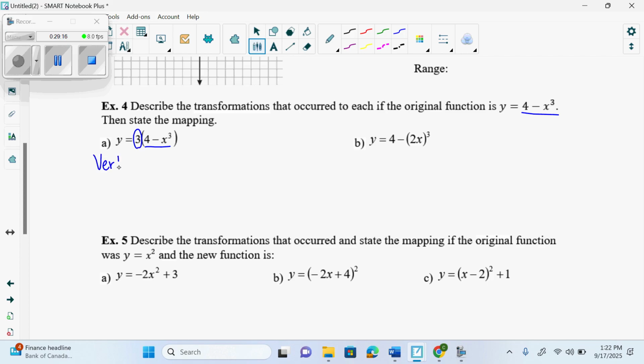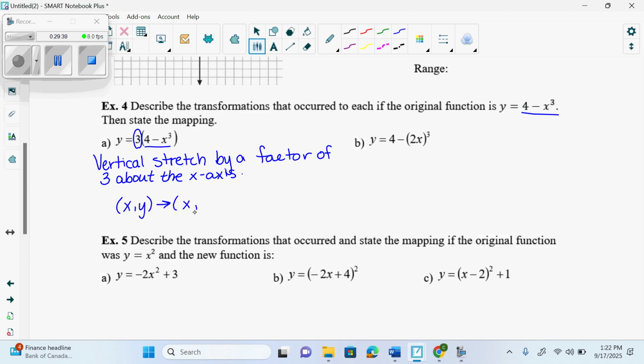So this is a vertical stretch by a factor of 3 about the x-axis. And then our mapping is going to be 3y, because y's do not change.